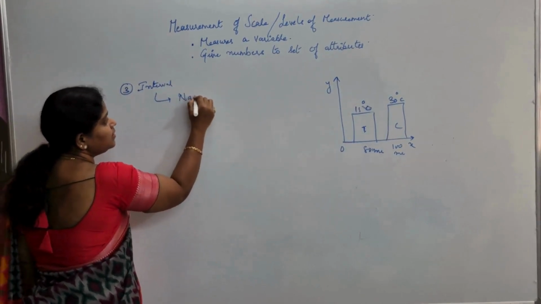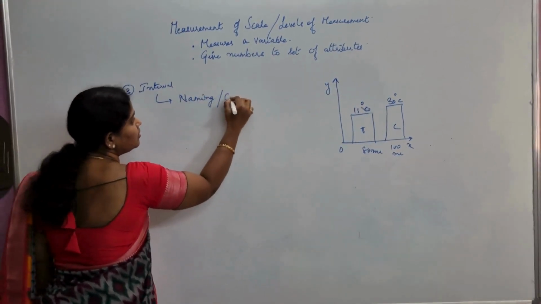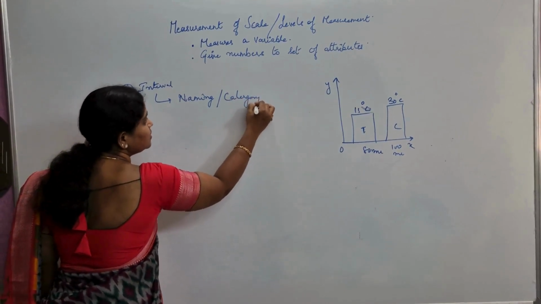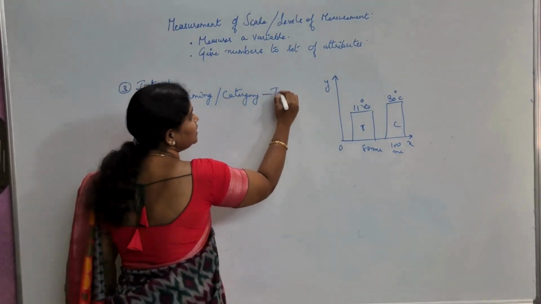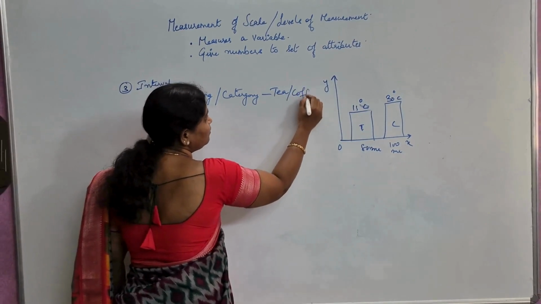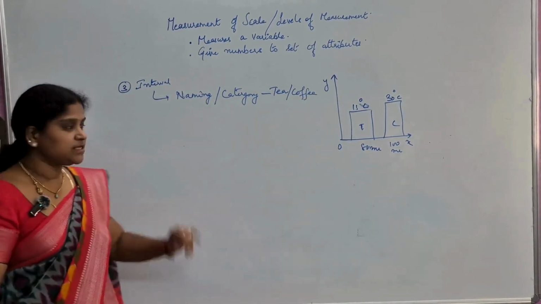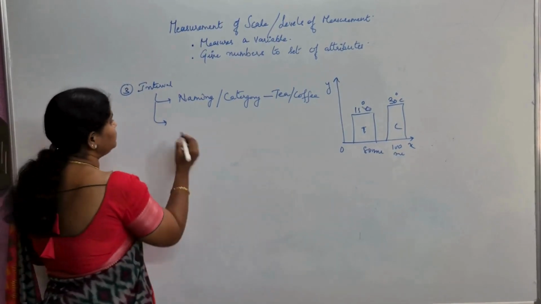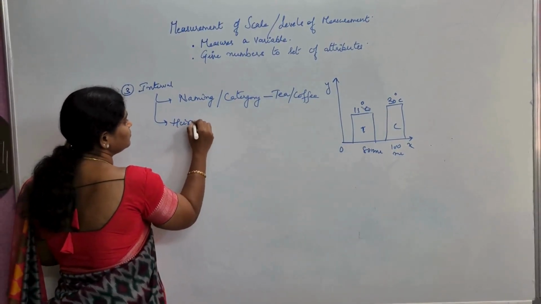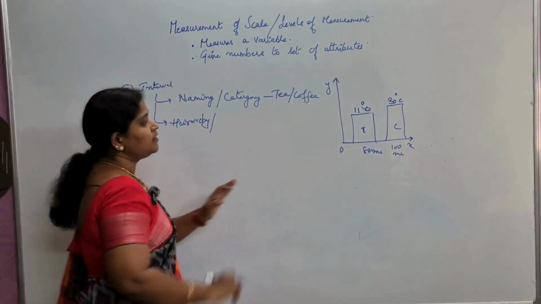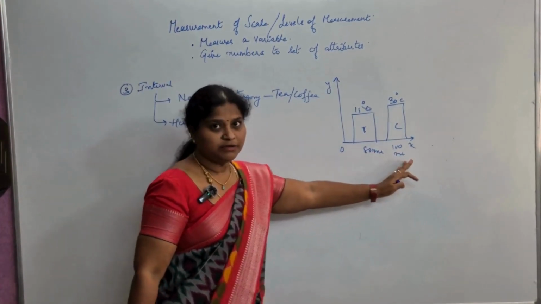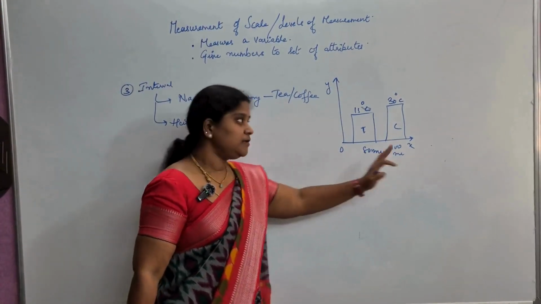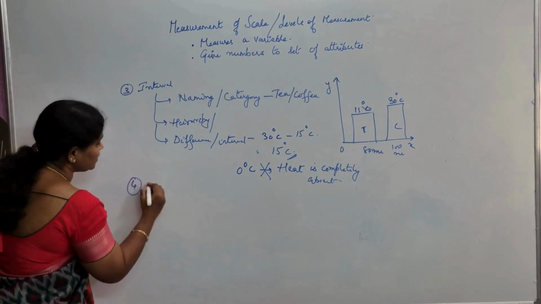Yes, naming or category: I have done tea or coffee. Naming or categorization is done. Second one, what I want is hierarchy. Yes, 80 ml and 100 ml. I have seen hierarchy.